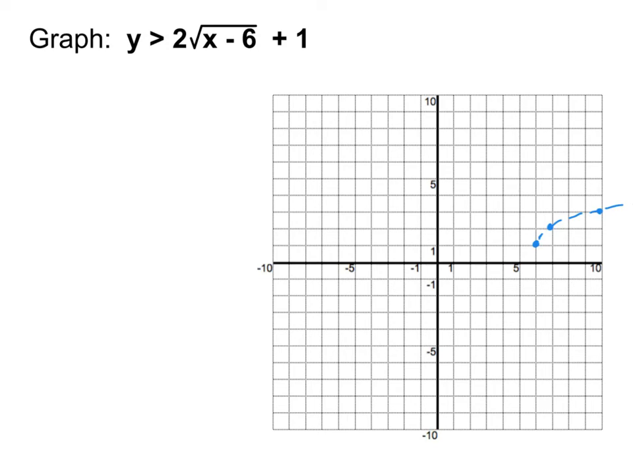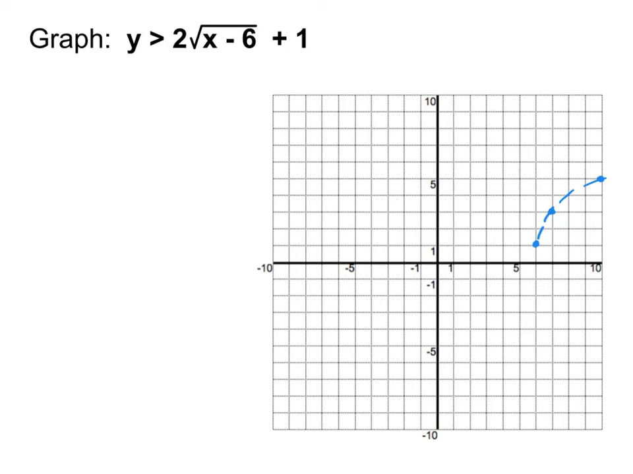So I'm still going to start at the same place. So I'm still starting right 6 and up 1, except instead of just going over 1 up 1, I'm going to go over 1 and I'm going to go up twice as far. I'm going to go up 2. And instead of over 4 and up 2, I'm going to go over 4 and up twice as far. So I'm going to go over 4 and up 4. And so then this is going to be my graph for my square root, or at least as much of it as I can see on my particular graphing grid at the moment.